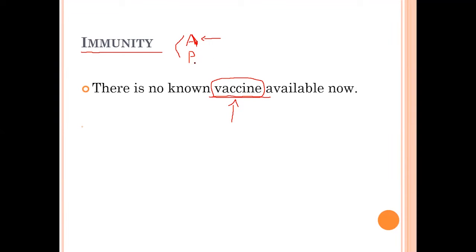Passive immunity, we say, uses antibodies. Antibodies usually come from animals or are produced by some factories. Right now, that part we still don't have yet.